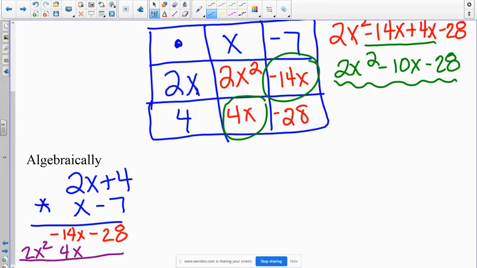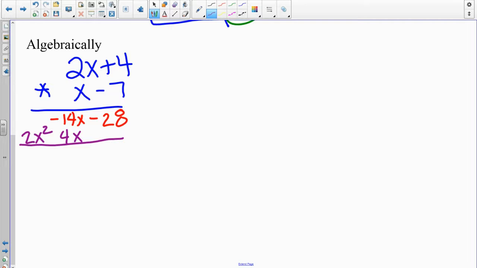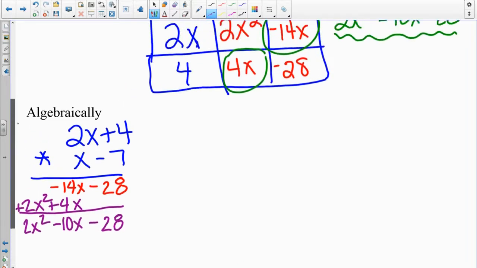And then we're going to add those. So put our addition sign here. So negative 28 gets pulled down. We have negative 14. Remember, this is a positive 4x, so that's a negative 10x, and then we have the 2x squared. So we're going to get the same answer.